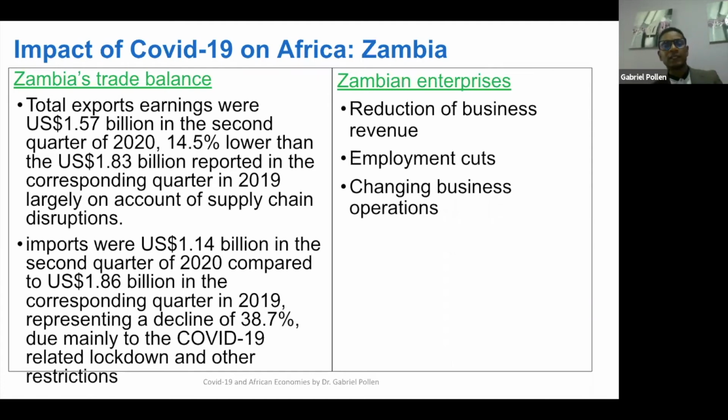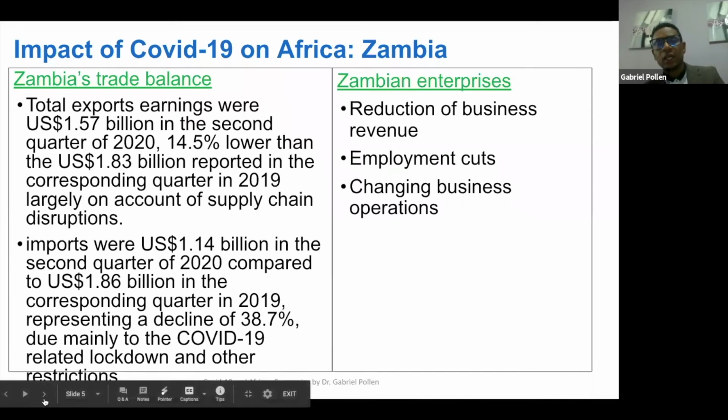So this seems, in a way, to suggest that there's been an improvement in trade balance, but this is really superficial in the sense that it's directly related to disruption of trade flow due to the restrictions that have been imposed, rather than real positive effects upon these economies. In Zambia, the business survey that was done very recently did show that there's been a reduction of business revenue. We've also experienced employment cuts as well as changing business operations. And then a range of interventions have been put in place by the government.